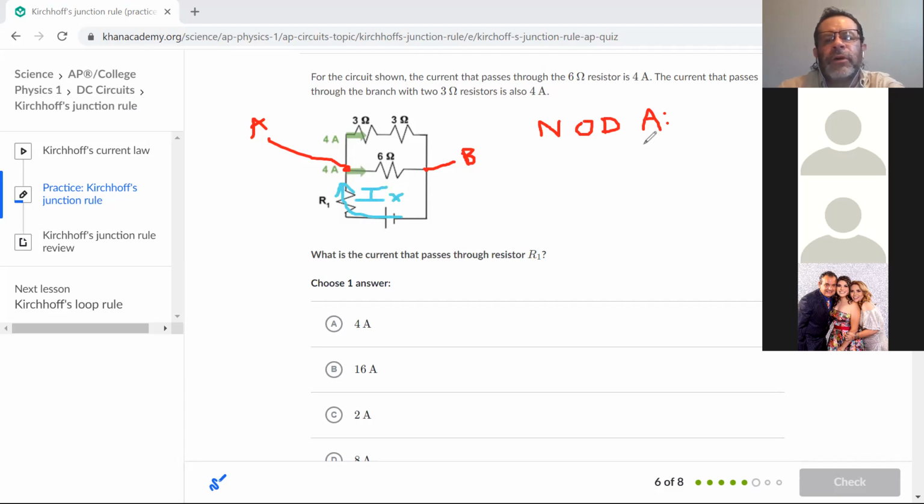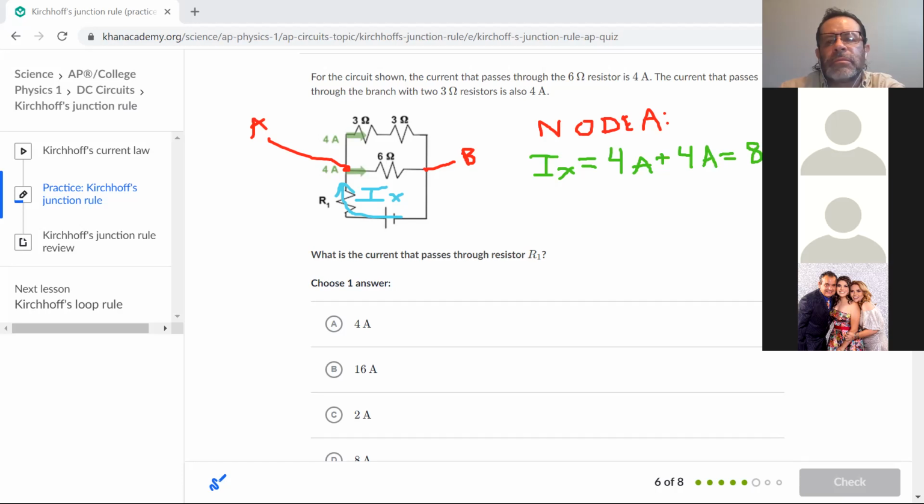How would the equation for node A look? What are the currents that are going into node A? The one we're looking for, Ix. And what are the currents that are going out of node A? Two sets of 4 amps. It's 4 amps, correct, and 4 amps. Therefore, the current Ix that we're looking for is equal to 16 amps.